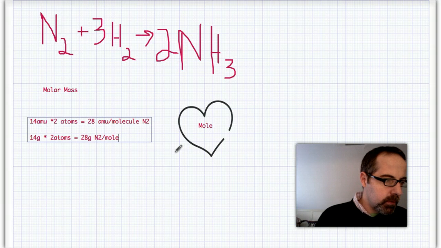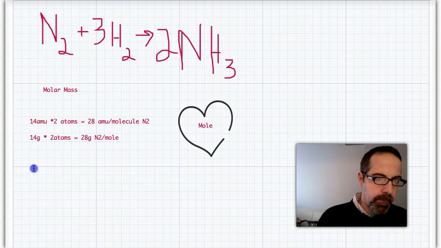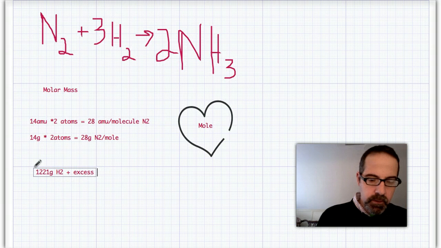Okay, so for example, let's say how much ammonia can be made from 1,221 grams of hydrogen gas and excess nitrogen. Sorry, I can't make subscripts here. Because we have an excess of nitrogen, we don't need to calculate that or worry about that. The number we're going to work with is this 1,221 grams of hydrogen gas.